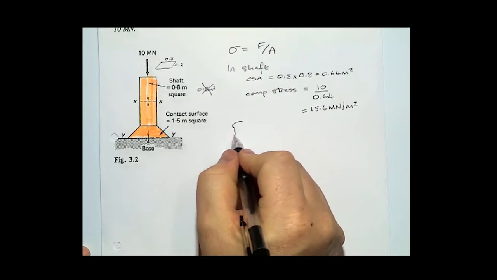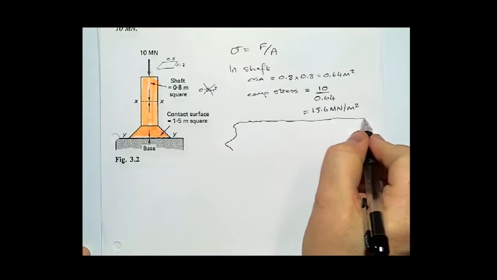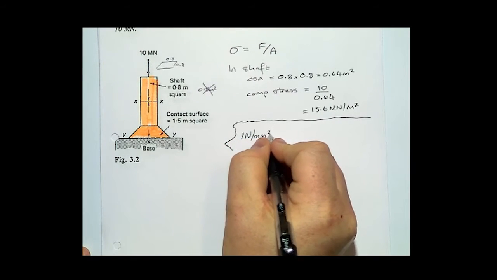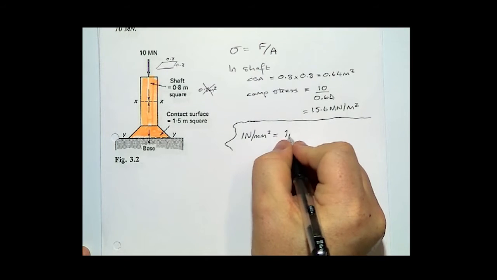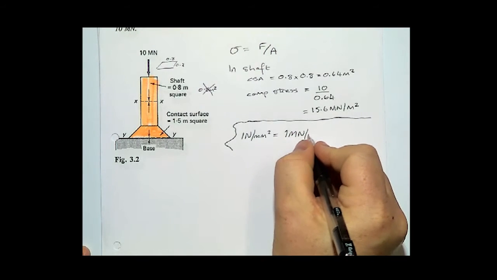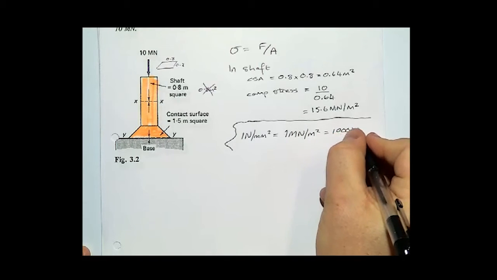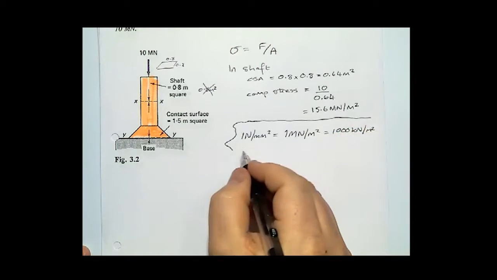Again, just try and get yourself familiar with the units. So 1 Newton per millimeter squared does equal 1 meganewton per meter squared, and it does equal 1,000 kilonewtons per meter squared.